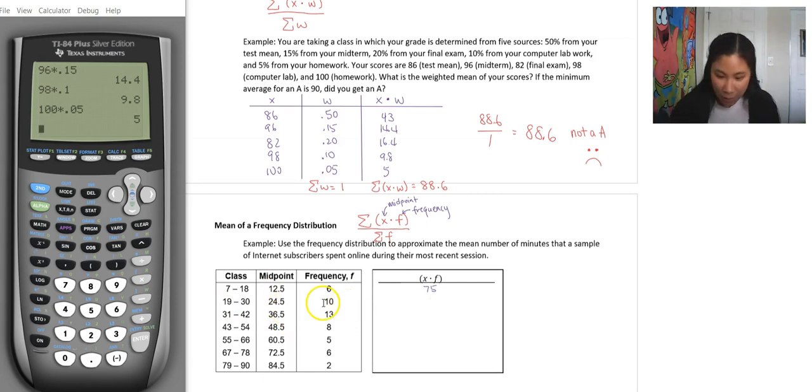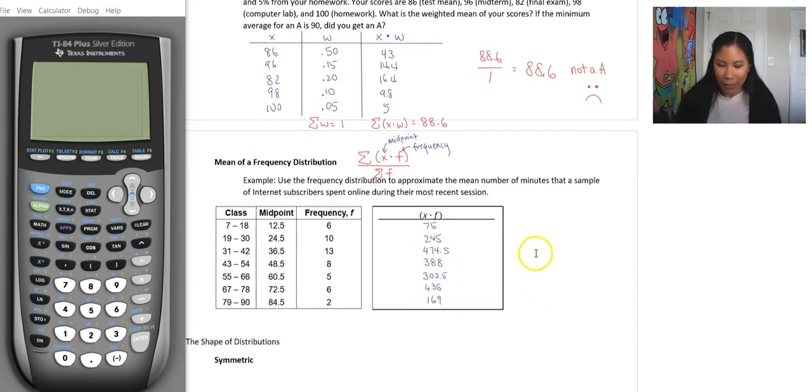24.5 times 10 is 245, and I'll continue on. Once I've gotten all those numbers multiplied out, then kind of like before, we're going to add up our column of the x times f, and then instead of our weights, we're going to add up our frequencies so that we can get the sum of x times f and the sum of f. So adding up all my x times f's together, I got 2089. Adding up all my frequencies together, I got 50.